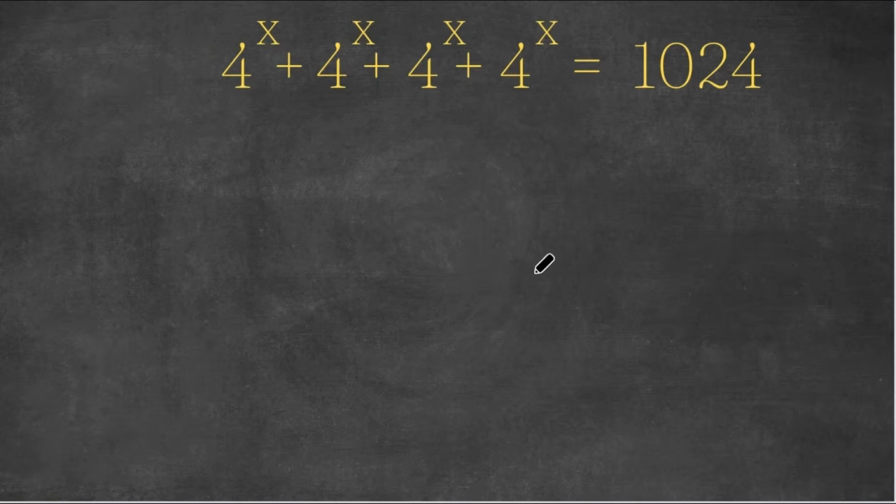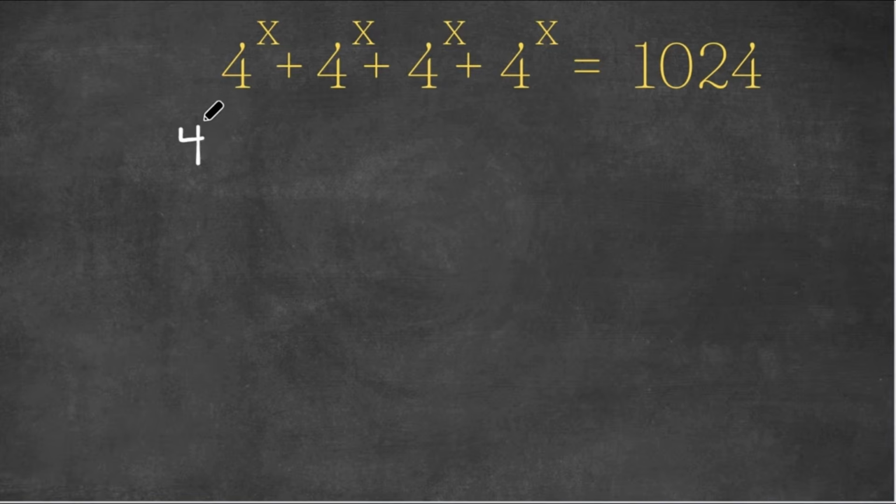In today's video, I'm going to be teaching you guys how to solve this exponential equation. So we have 4 to the power of x plus 4 to the power of x plus 4 to the power of x plus 4 to the power of x equals 1024. So what I'm first going to do is factor out 4 to the power of x from the left-hand side of the equation.